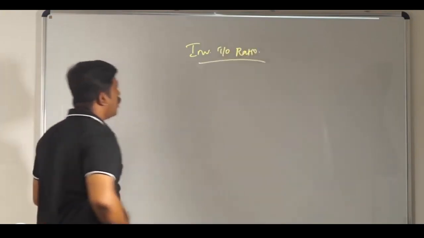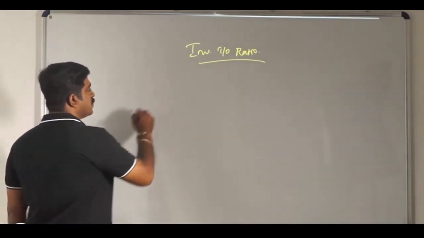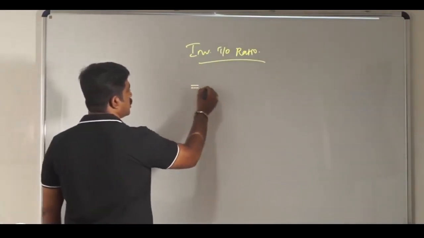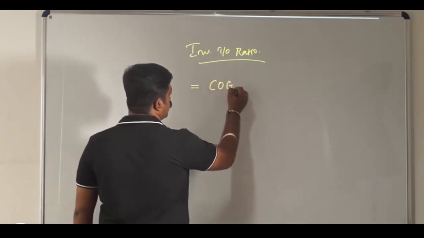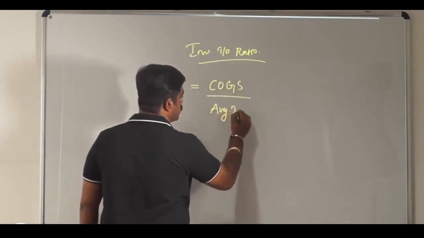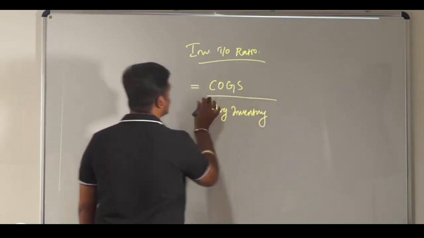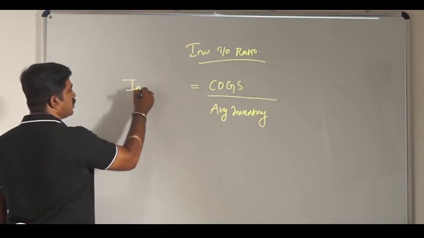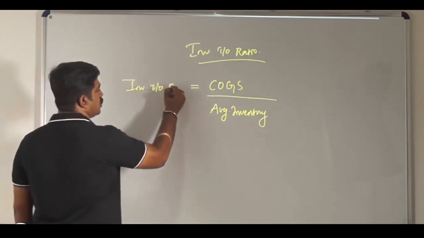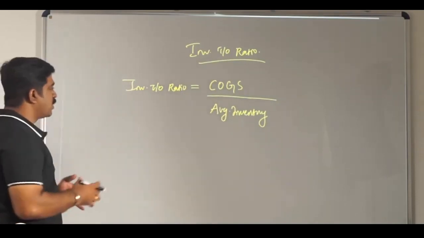Now, what is the formula? Let me just give you the formula, then we'll appreciate it. The formula is cost of goods sold divided by average inventory. Cost of goods sold divided by average inventory gives us inventory turnover ratio. Now, what is this ratio, or what does it communicate?